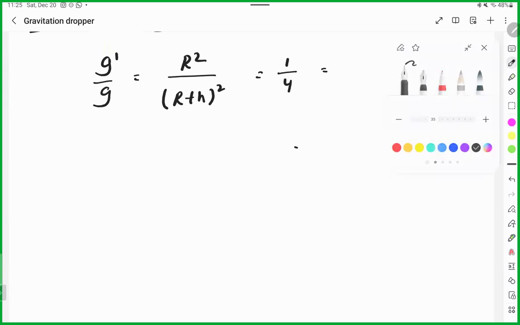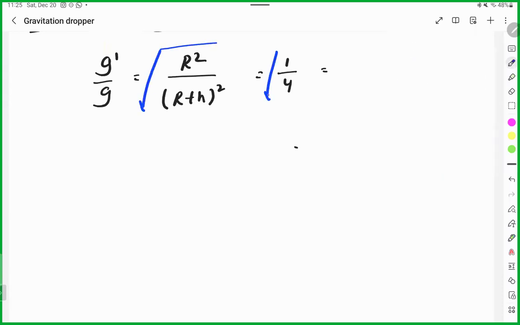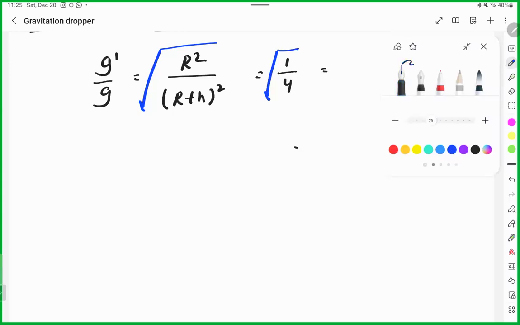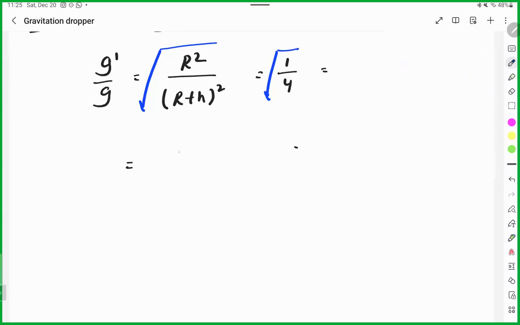Sarah, this is how you did? Took under root both sides? Yes, sir. I took under root of 1 by 4. Then 1 by 2 is equal to r square by r plus h. Yeah, now it will become easy. 2r equals r plus h. So it will be r is equal to h. Wow.